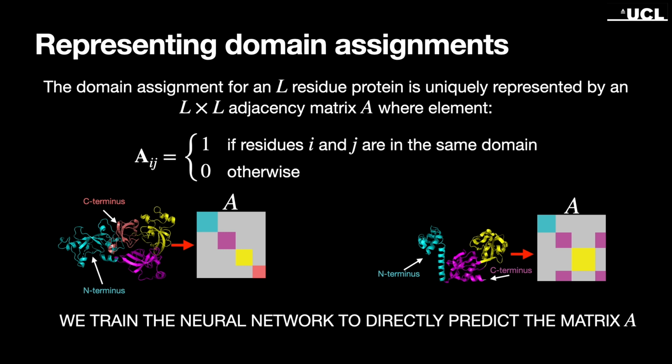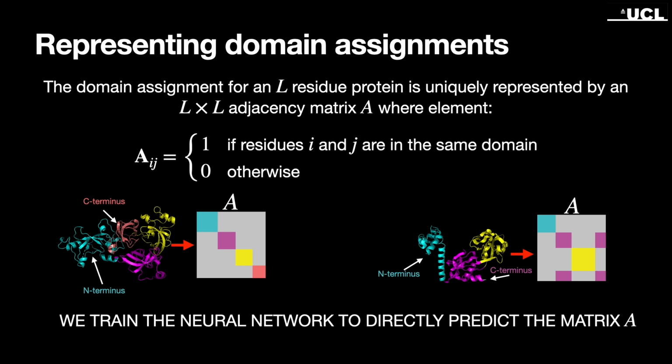So quickly we'll talk about how we represent the domain assignments. We represent the protein domain assignments as an L by L matrix where entry ij in that matrix is 1 if those residues i and j are in the same domain. So we refer to this as an adjacency matrix, but you could also call it a co-membership matrix.